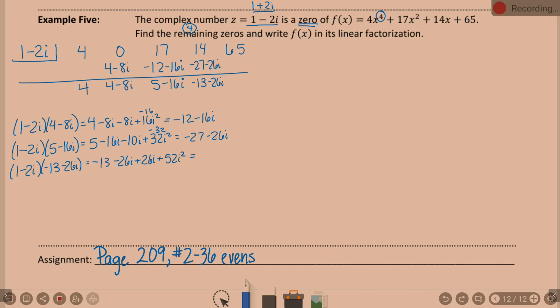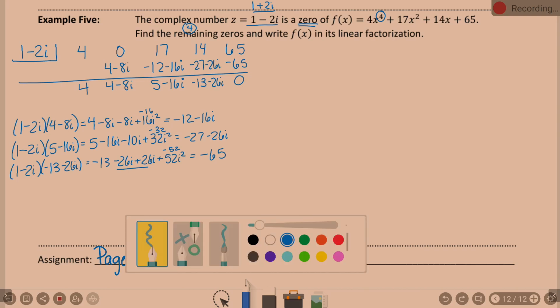Minus 26i plus 26i will cancel. Negative 13 minus 52 is negative 65, which goes under where? Under the 65. And 65 plus negative 65 is 0. I told you it would work. You had to have faith.